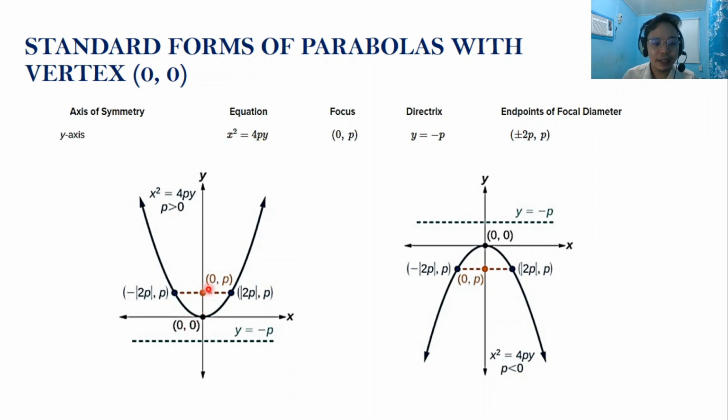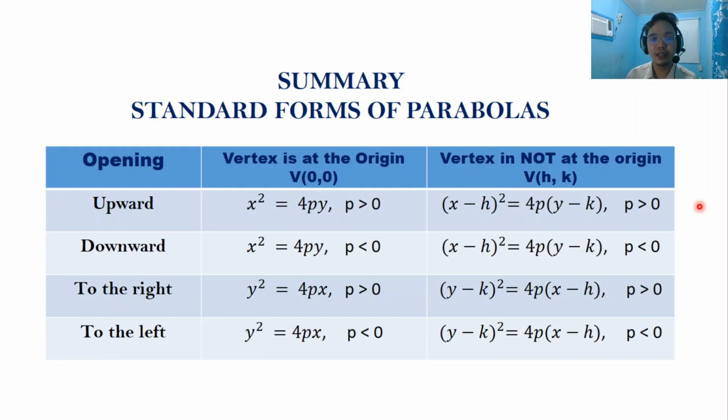Again, yung focus natin ay nasa loob ng parabola and the directrix is nasa labas. So same goes with this example. Okay? Let's have the summary of the standard forms of the parabola. If our vertex is found at the origin and it opens upward and downward, we're going to use this one. The x squared equals 4py kapag upward, p is greater than 0. And kapag naman downward, p is less than 0.